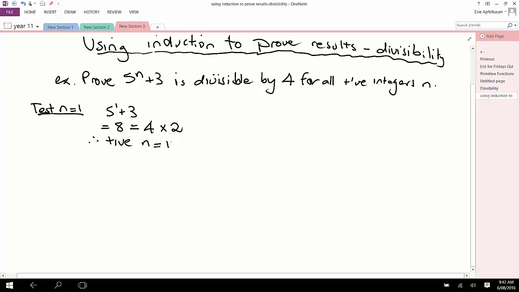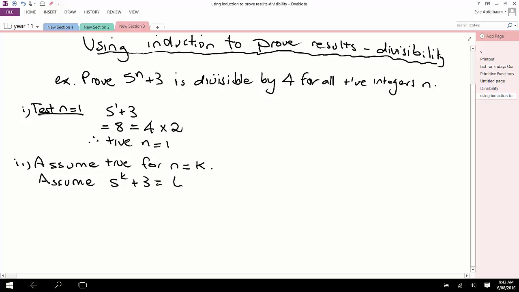Then we do exactly what we did before. Assume true for n equals k. And we think about what we're assuming. Assume that 5 to the k plus 3 is 4 times m, where of course m is a positive integer.